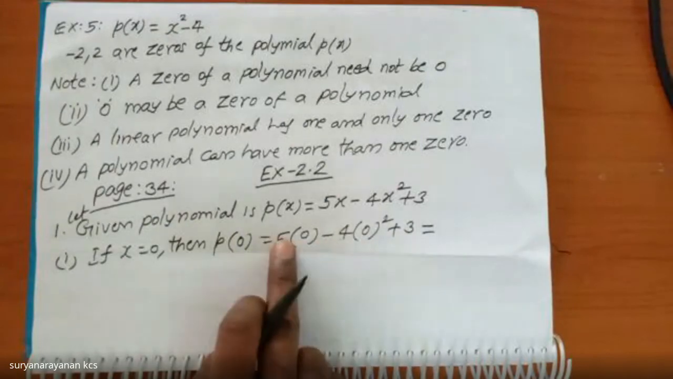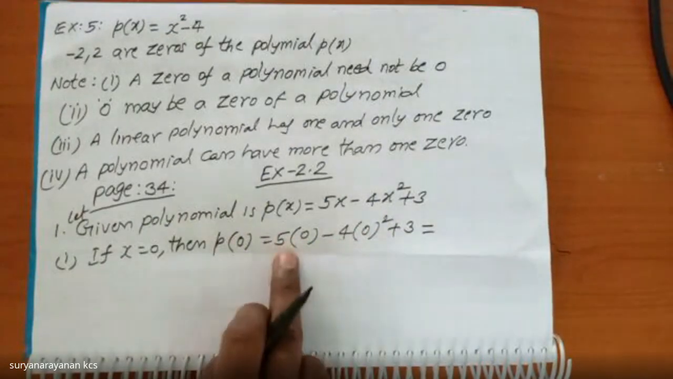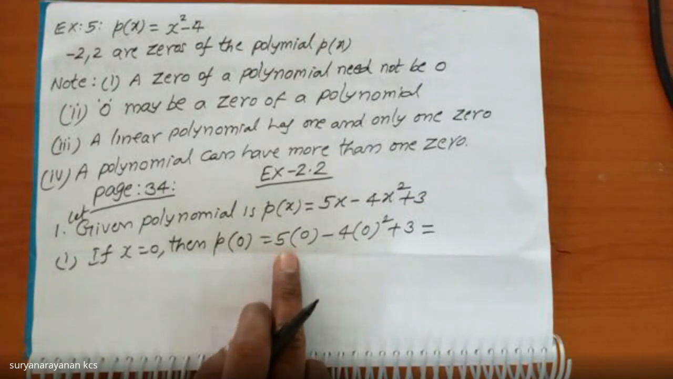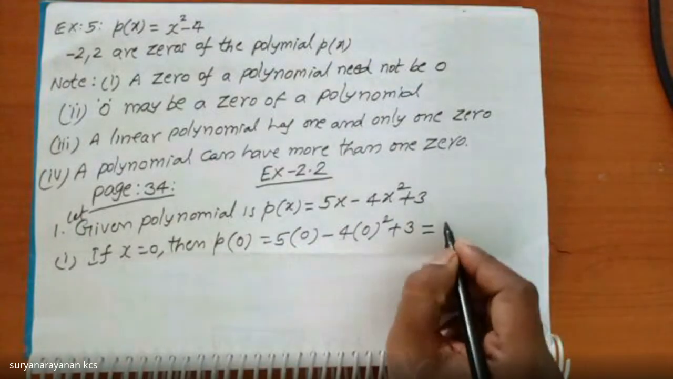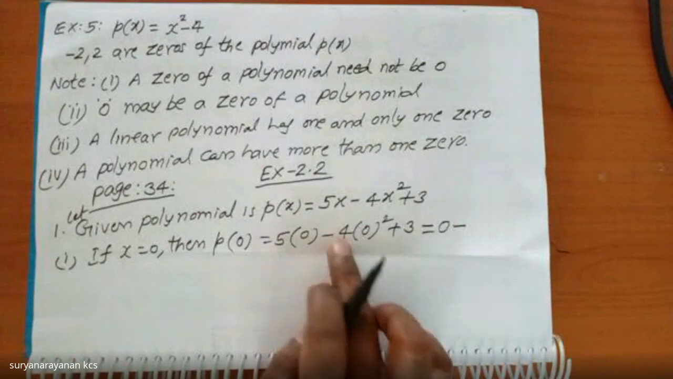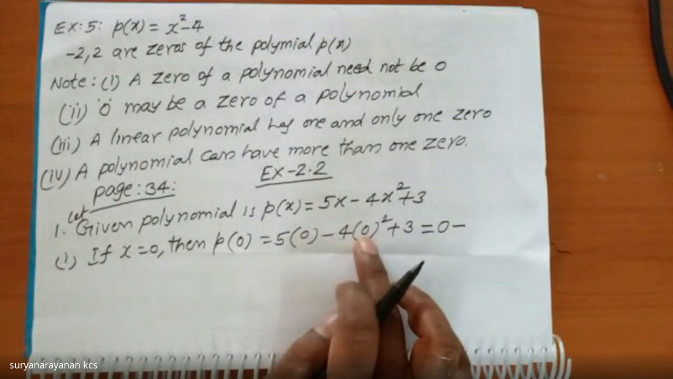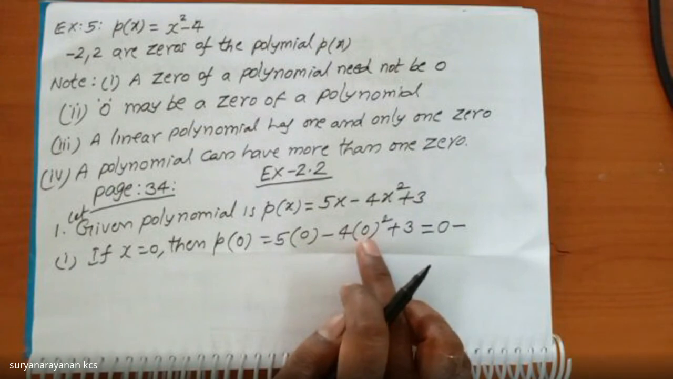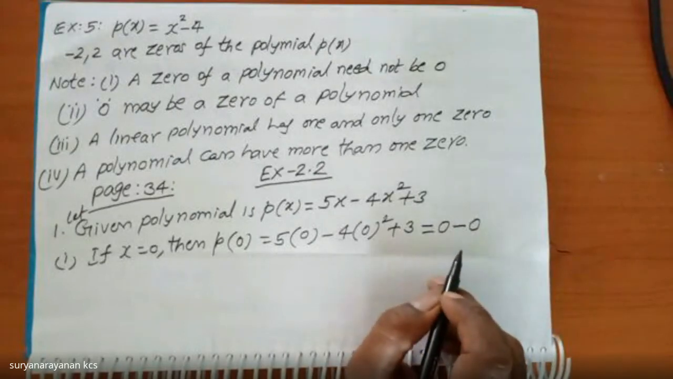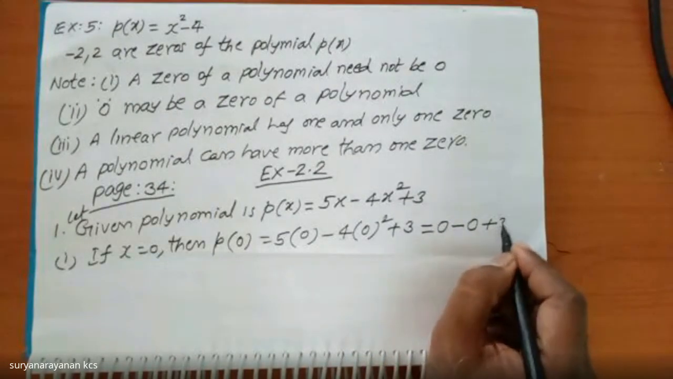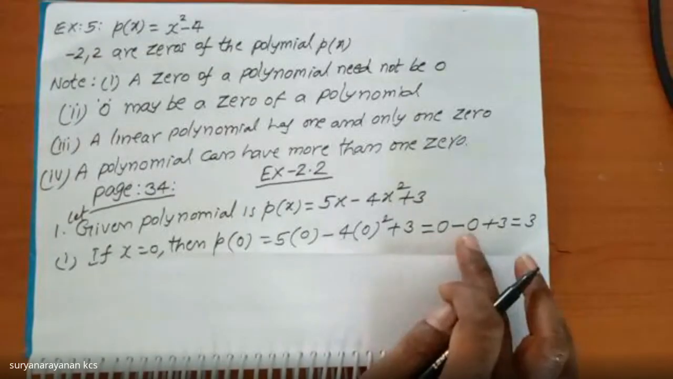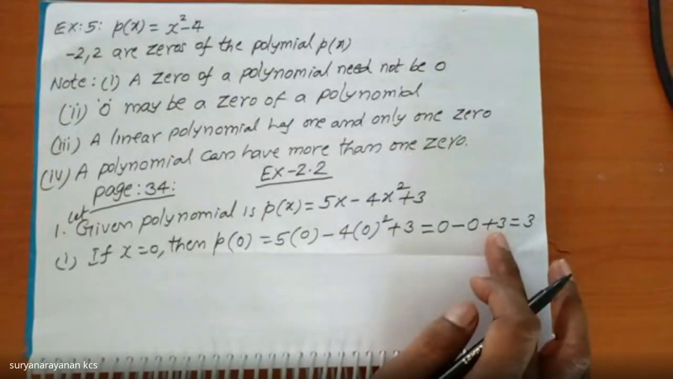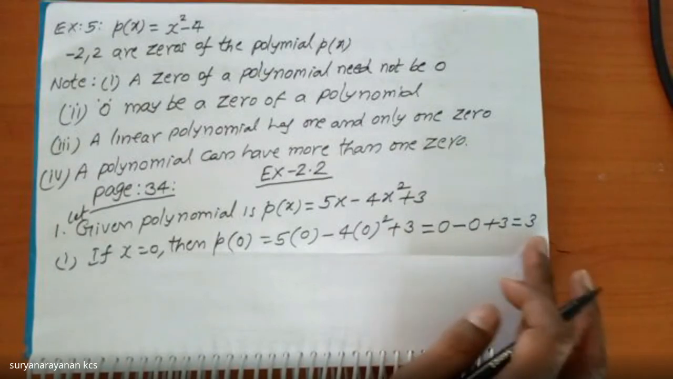Yes, sir. Then how many terms are there? 1, 2, 3. 3 terms are there. Find the value of each term separately. 5 into 0, what will you get here? 0. Minus 4 into 0 square. What is the value of 0 square? That also 0 only. Second term value also 0. Plus, what is third term? 3, sir. 0 minus 0 plus 3. Simplify this expression. Finally, what will you get here?